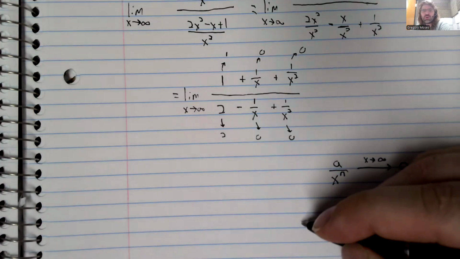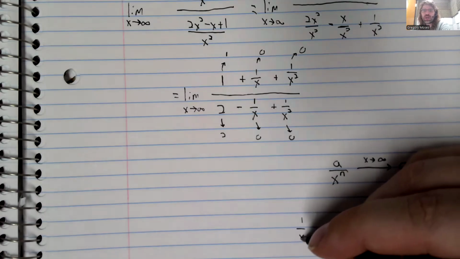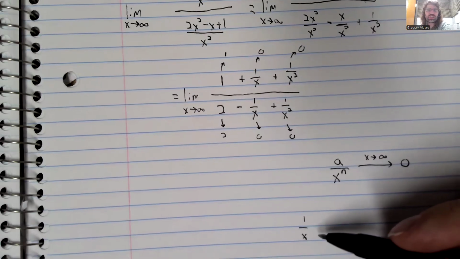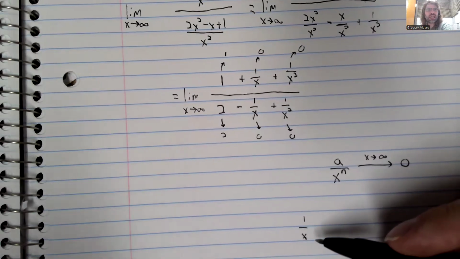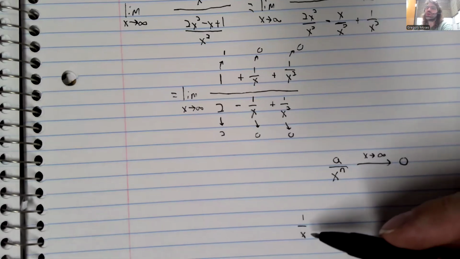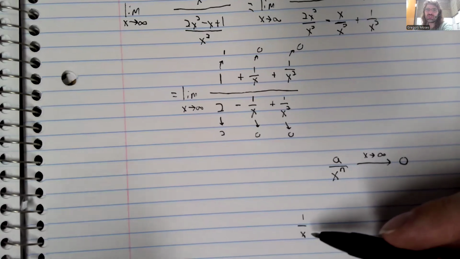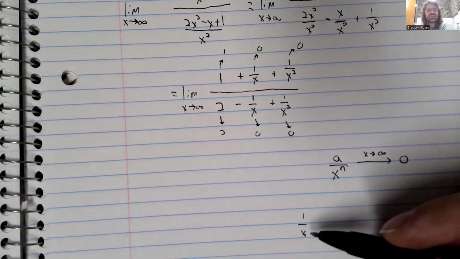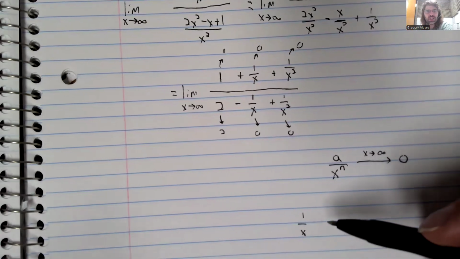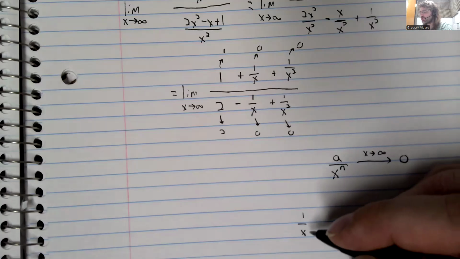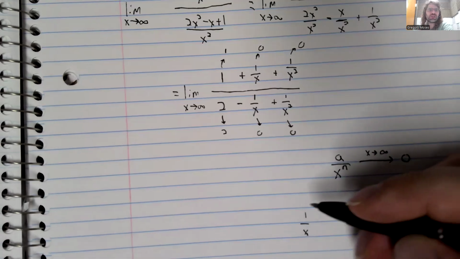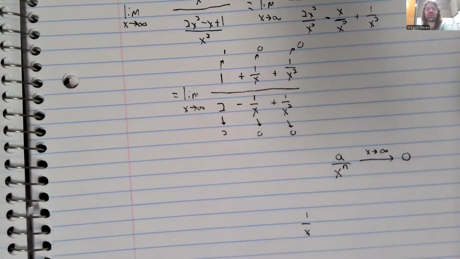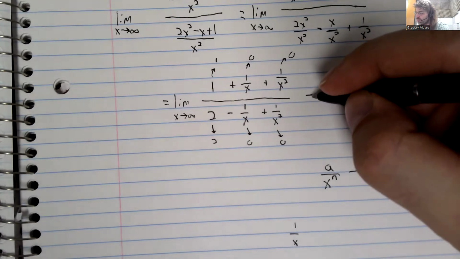I mean, look at 1 over x. What happens as x gets big? 1 over 100 is small. 1 over 1,000 is smaller. 1 over 10,000 is smaller. 1/1,000,000th is smaller still. As x gets big, the fraction gets small. And that's true of all 4 of these fractions.